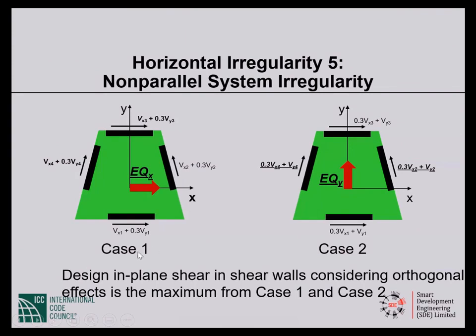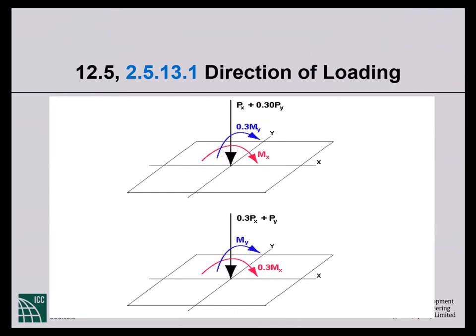So 100 plus 30 would mean 100 of X plus 30 of Y would mean V sub x1 plus 30 of V sub y1, V sub x2 plus 30 of V sub y2, and so forth. 100% of Y and 30% of X would mean 30 of V sub x1 plus 100 of V sub y1, and so forth. Whichever is the worst of the two, whichever of those two shears is larger, is what you should design that particular shear wall for. That's the idea behind this 100% plus 30%.